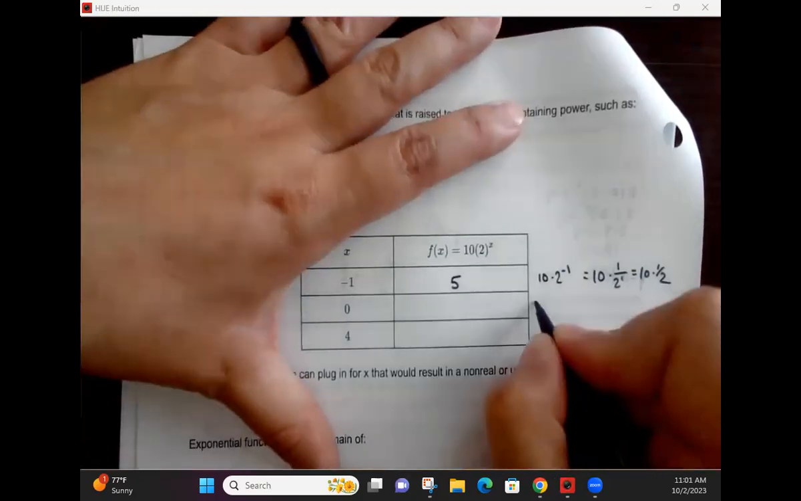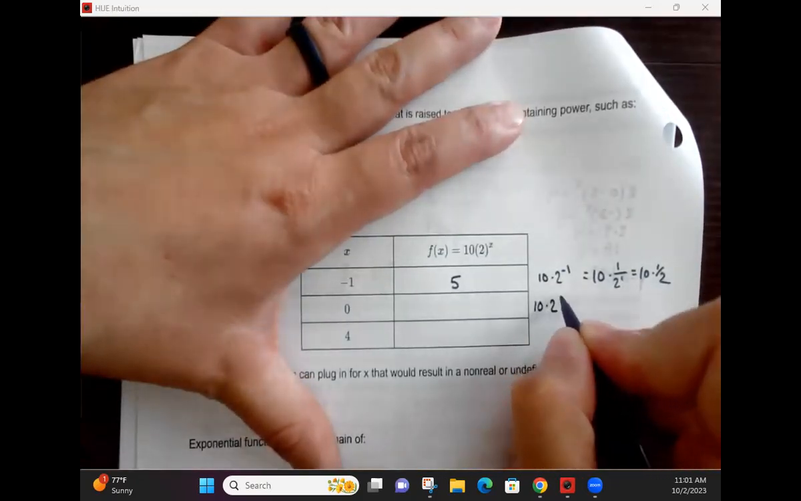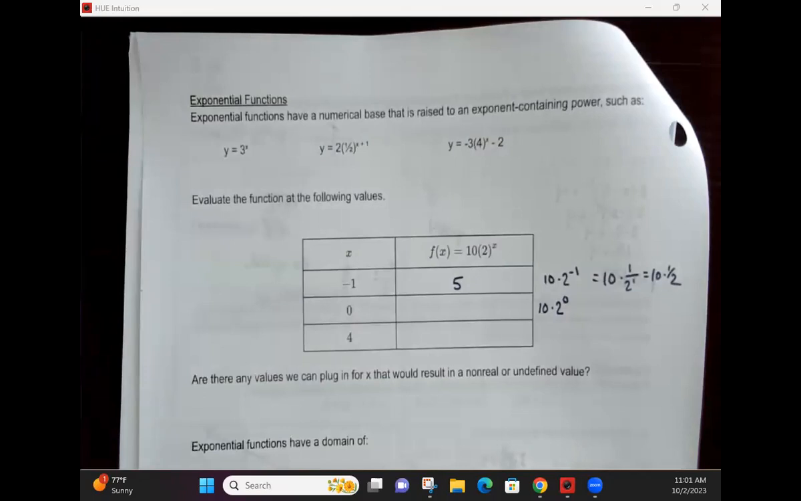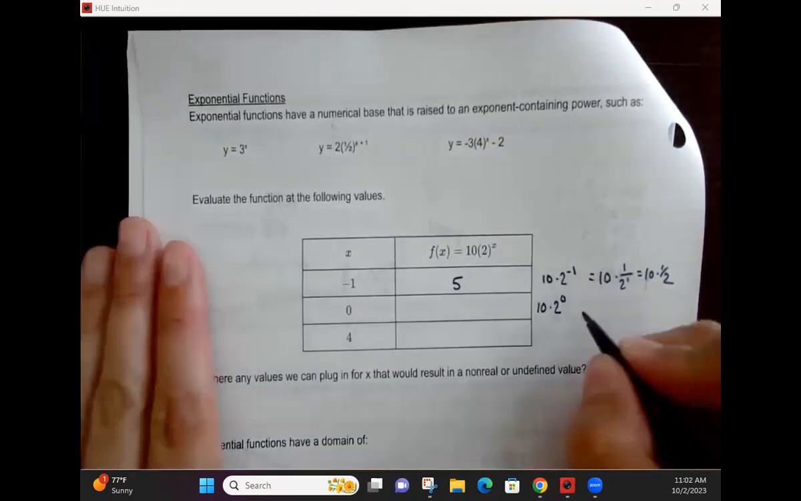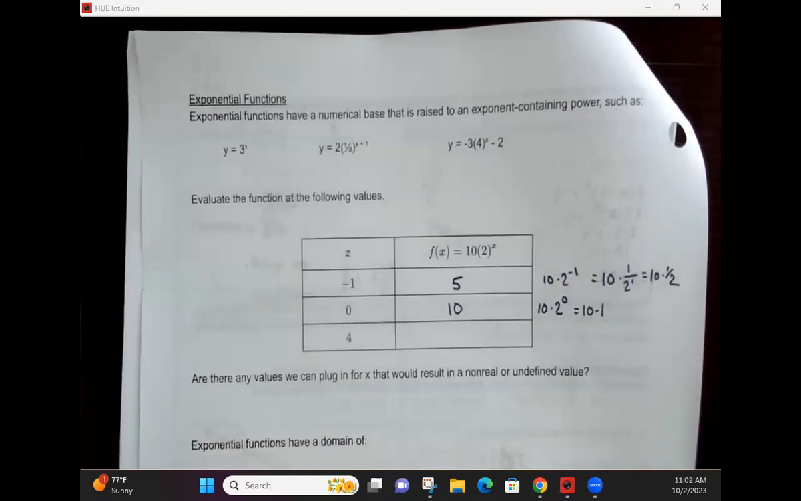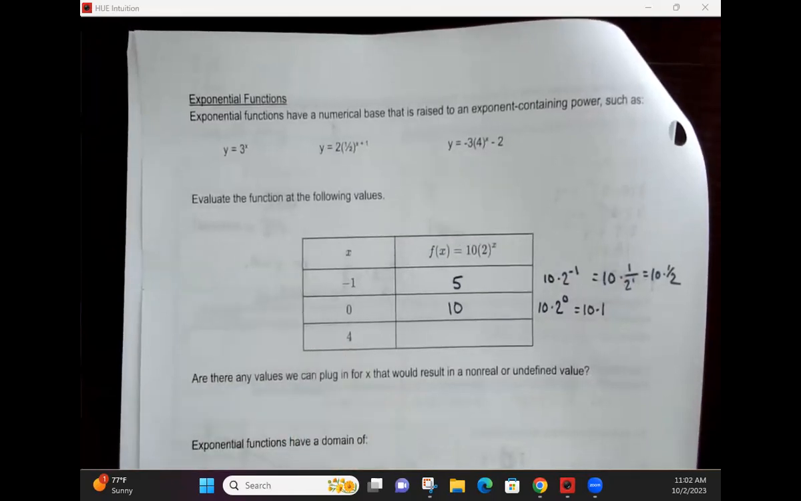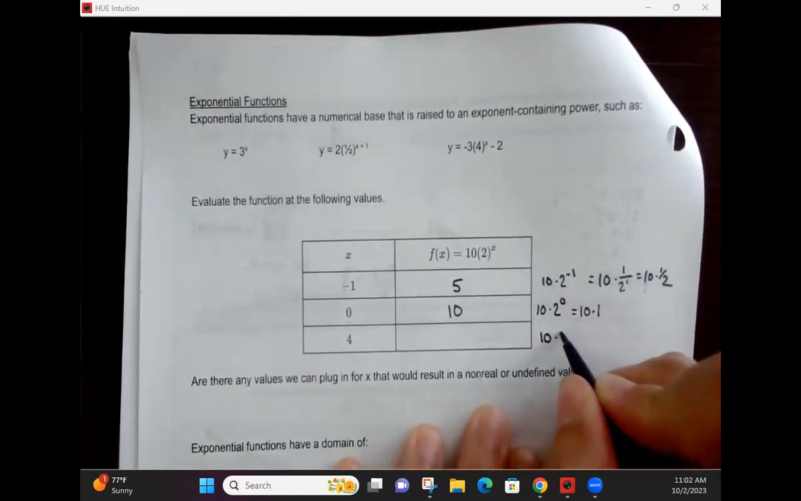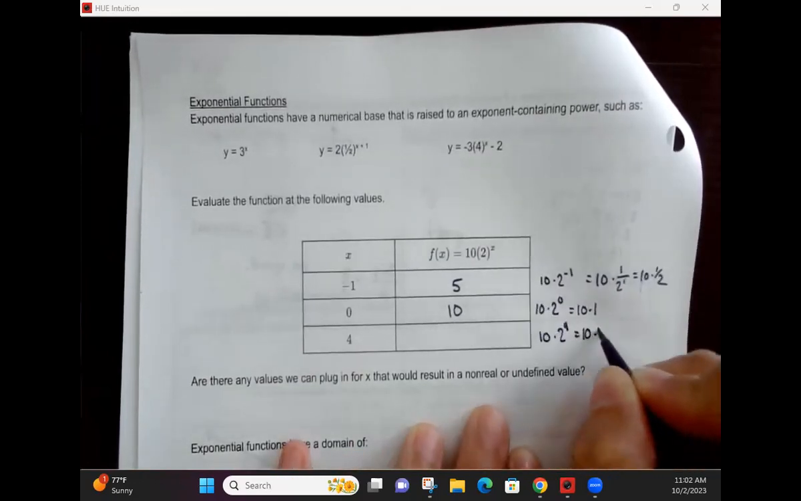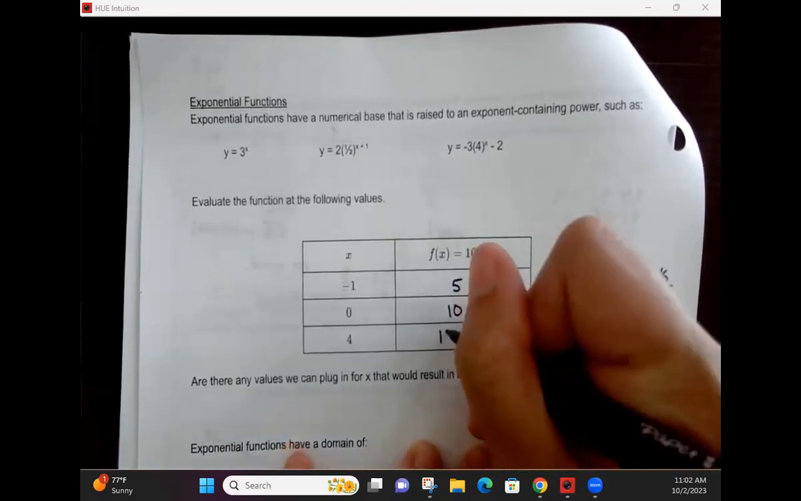If I plug in 0 for x, this would be 10 times 2 to the 0. Can I have 0 as the exponent? Sure, we did it, I don't know, 5-10 minutes ago with that warm-up problem. What's 2 to the 0 power? 1. So this would be 10 times 1, which is 10. And then I have a positive number for my exponent. 10 times 2 to the 4th. So that would be 10 times 16, which is 160.